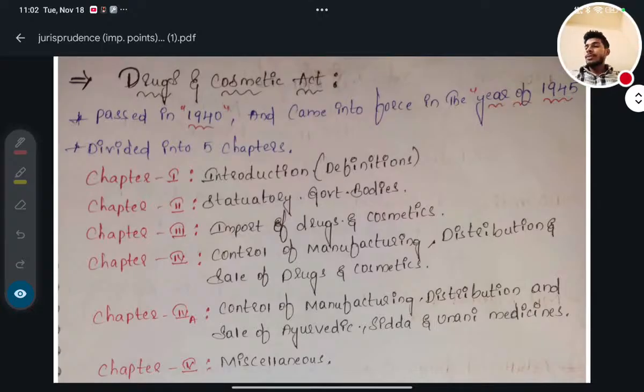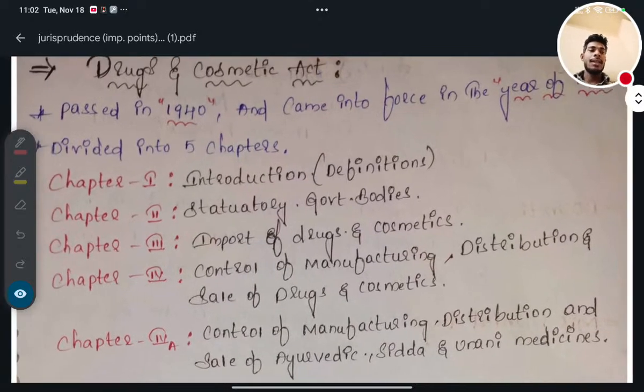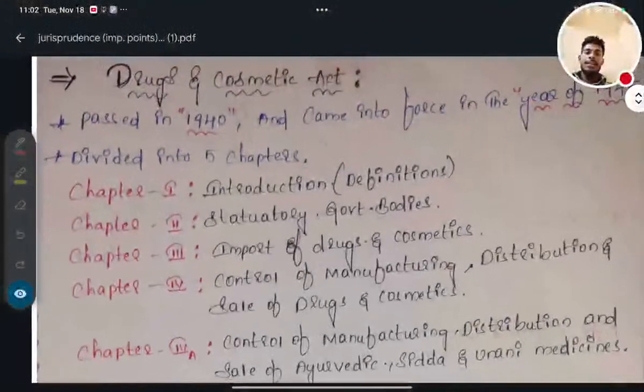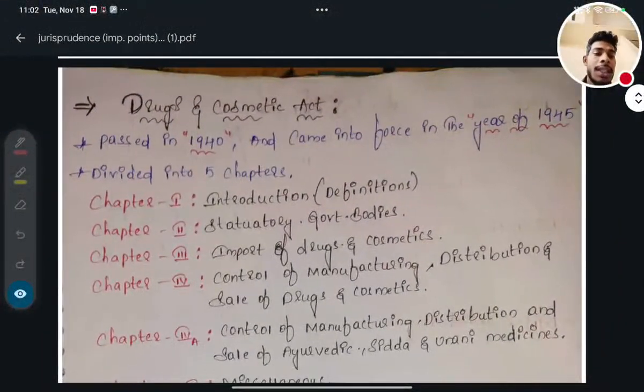So let's start. This Drugs and Cosmetics Act was passed in 1940. The Drugs and Cosmetics Act was passed in the year 1940 and came into force in the year 1945. So you have to remember when it was passed and when it came into force. When it came into force, it became an Act.